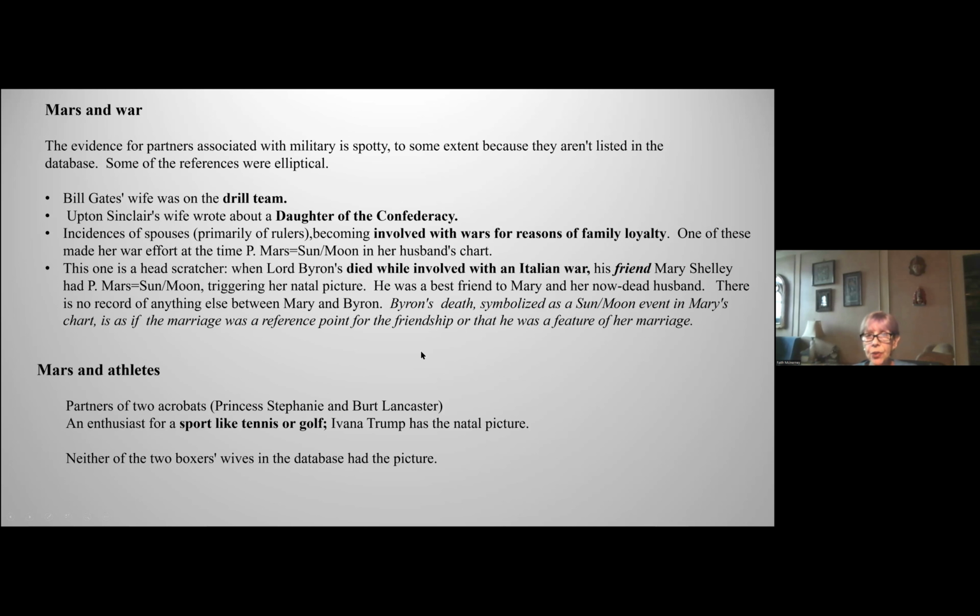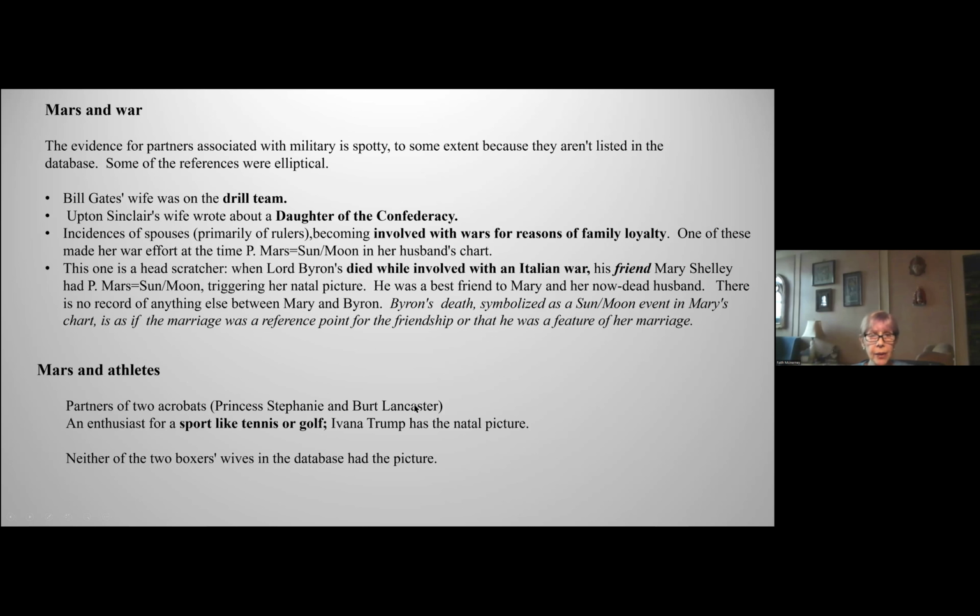So Byron's death is symbolized as a sun-moon event in Mary's chart, as if her marriage was a reference point for describing Byron, that he was a feature of her marriage. I'm guessing. It's a mystery. It's a head scratcher. Usually they're not that elliptical, but this one was. In terms of Mars and athletes, the partners of two acrobats: Princess Stephanie married an acrobat, and Burt Lancaster was an acrobat.